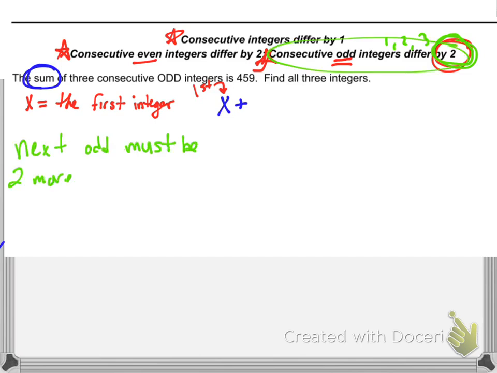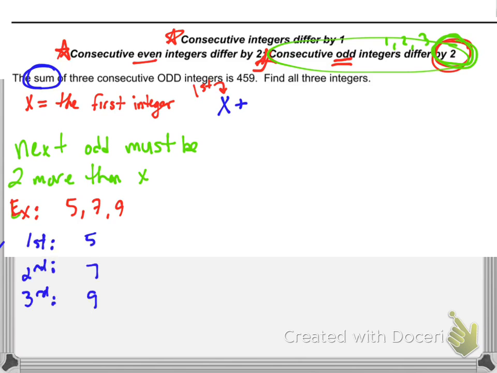All right. So the next odd integer must be 2 more than x. Whatever the x is, it stands for the first one. So the next one is that plus 2. So as a little example to help you out here, consecutive odd integers, 5, 7, 9. It's not the answer to our problem. It's an example. So the first one's 5, second 7, third odd in the sequence is 9.